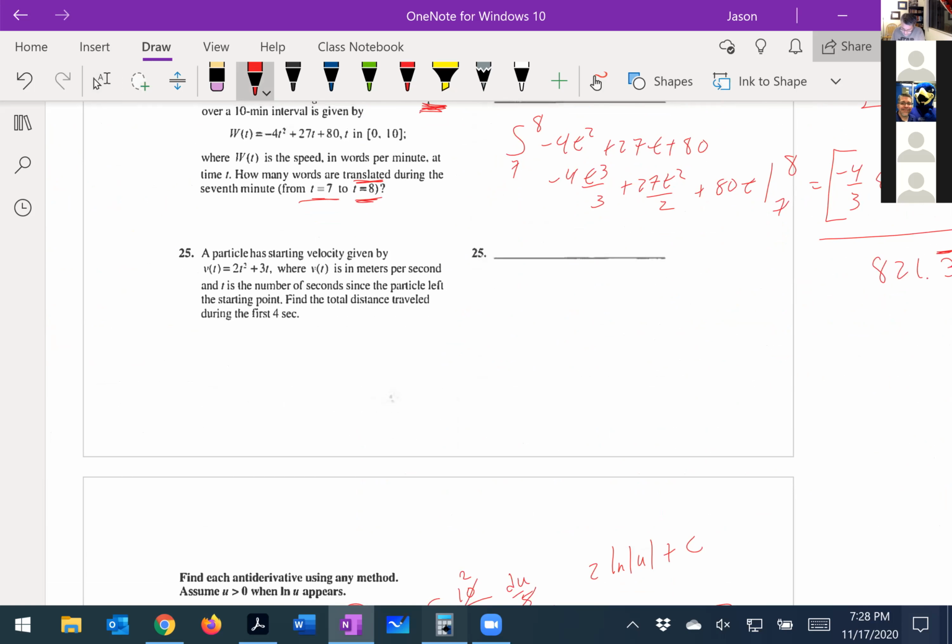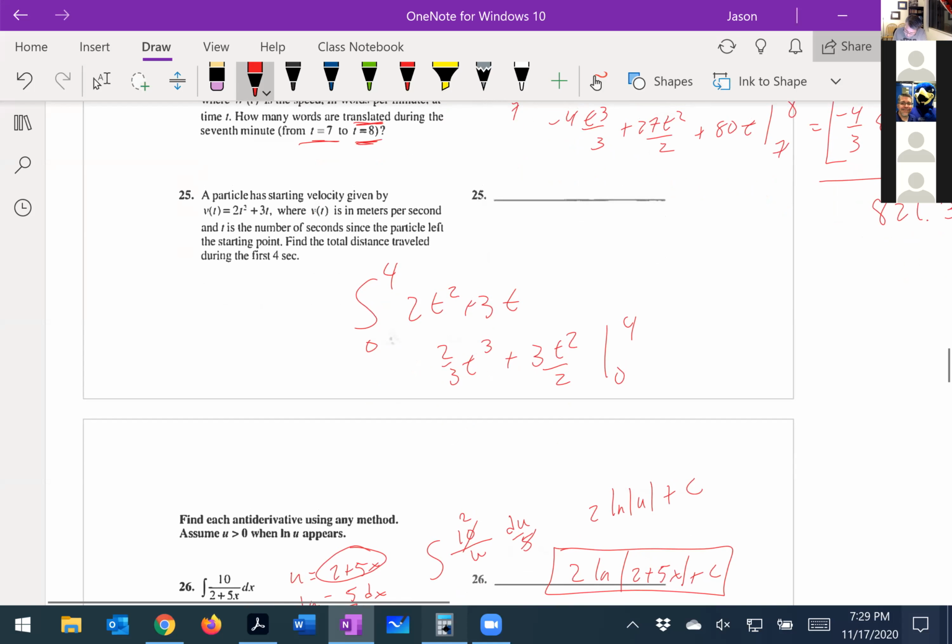Okay, 25 is basically the same thing. Find the total distance from 0 to 4. Okay. 2t squared plus 3t. Hopefully this one's a little easier. Okay, so we have 2/3 t cubed plus 3t squared over 2 from 0 to 4.